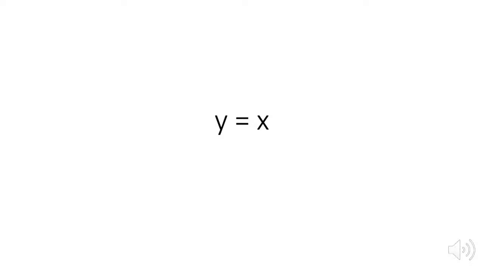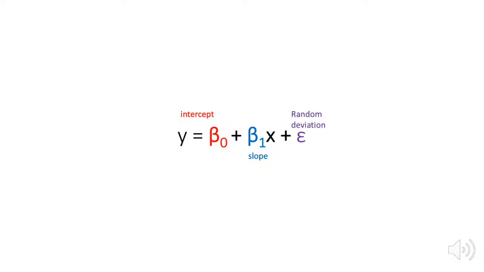Y equals x is the most basic linear function that you learned in algebra, and models the linear relation between variables y and x. Y equals beta naught plus beta sub 1 times x plus the random deviation is the function used for the linear probabilistic model. Breaking down this function, beta naught is your y-intercept, beta sub 1 is your slope multiplied by x, and epsilon is the random deviation, which is the distance between a point in the dataset and the regression line.